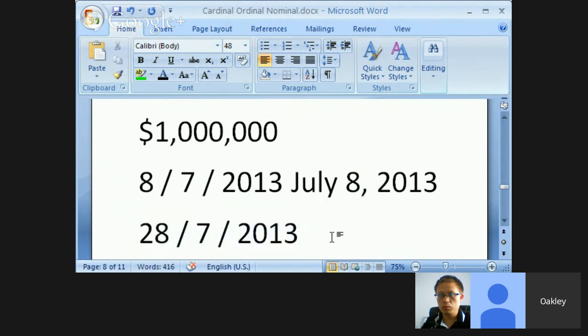However, the American variant uses month, then day, then year. So the British variant of this first one is July 8th, 2013. However, unfortunately, the American variant would be August 7th, 2013. So it can be very confusing.